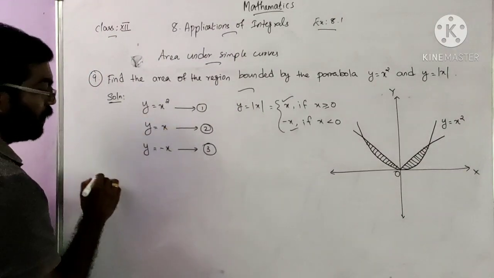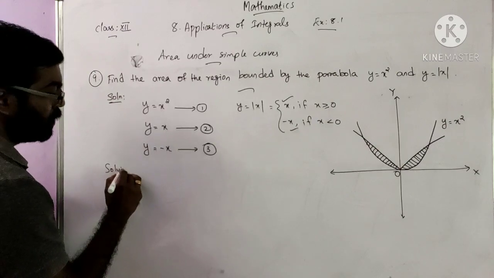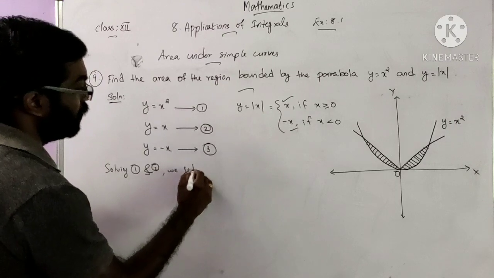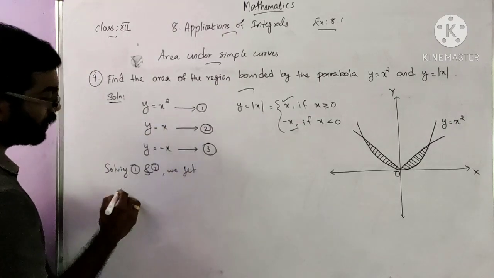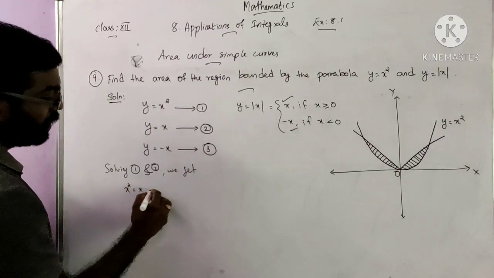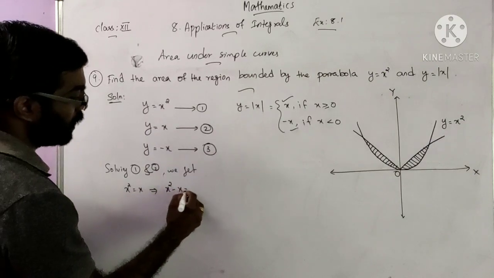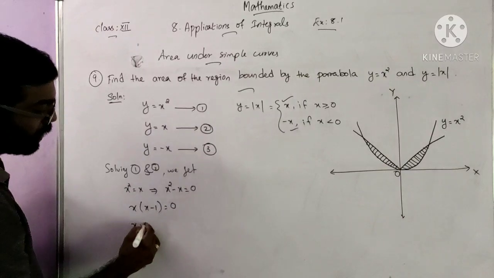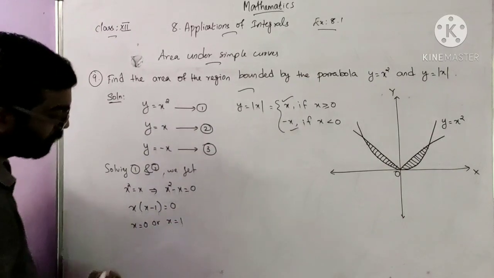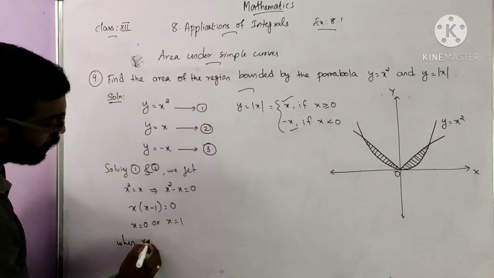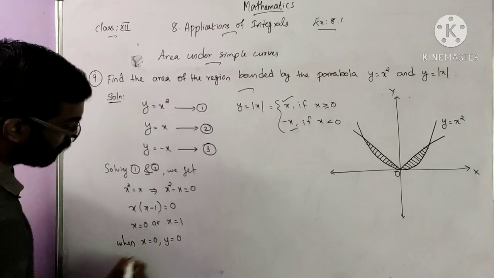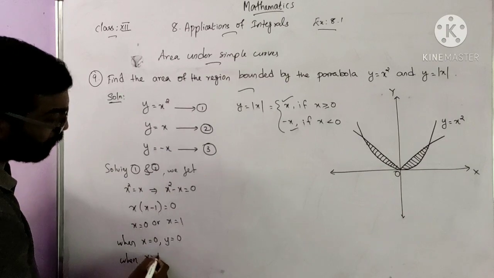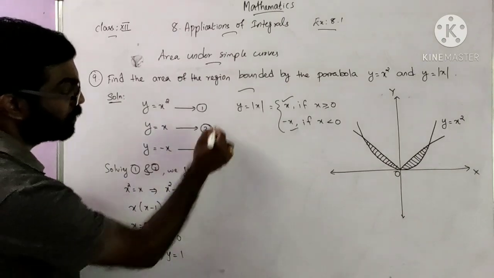So we can solve equation 1 and 2 first. Solving equation 1 and 2, we get here y equal to x square, y equal to x. So x square equal to x, which implies x square minus x equal to 0. X into x minus 1 equal to 0. So x equal to 0 or x equal to 1. And when x equal to 0, y is also 0, because y equal to x. When x equal to 1, y equal to 1.